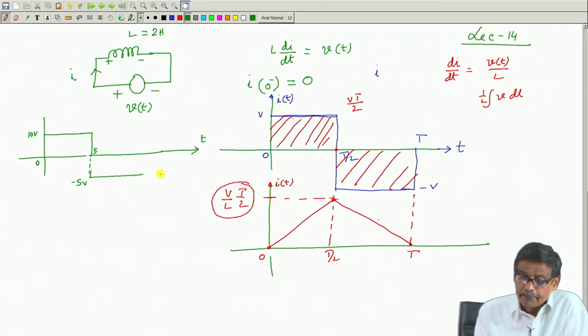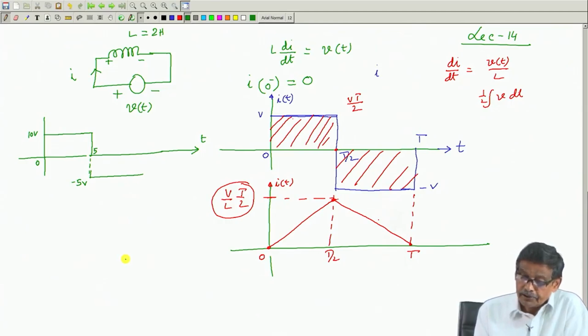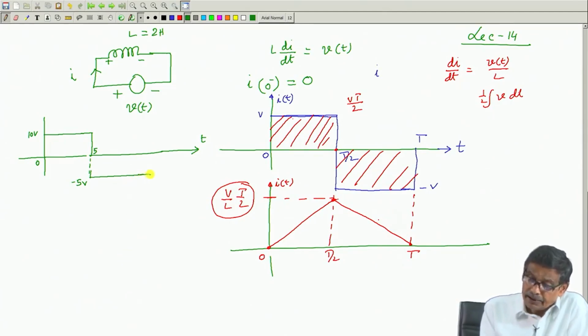I will apply a minus 5 volt voltage. Okay. And I will apply it for, say, this interval, suppose 5 seconds, and this one, suppose 15, 5 into this interval, this is suppose 15 seconds.